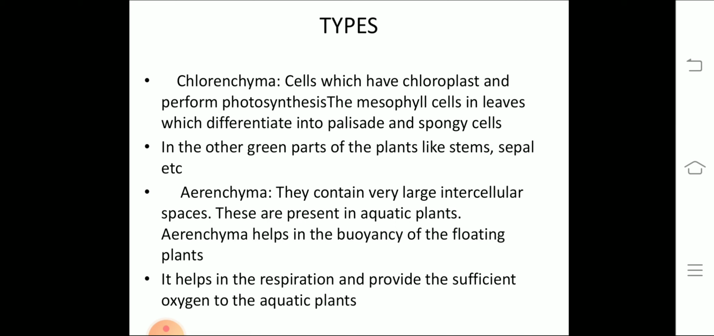Aerenchyma: the aquatic plants float. Why do they float? Their leaves also float. You know why? Because their tissues are made up of aerenchyma. This aerenchyma has large intercellular spaces, and because of this it gives buoyancy to the floating plants. Buoyancy means upward pressure to float. This also helps in respiration and providing sufficient oxygen to the aquatic plants.